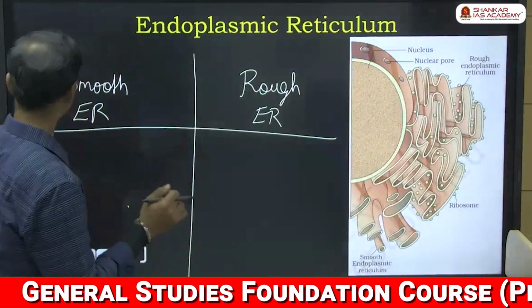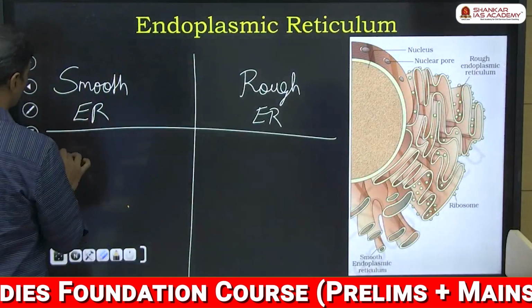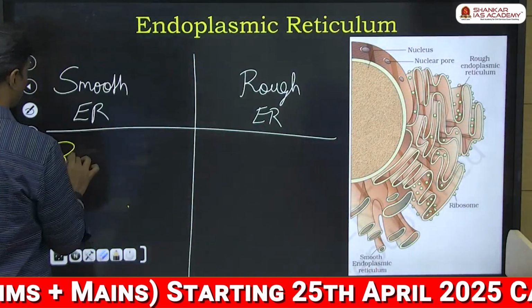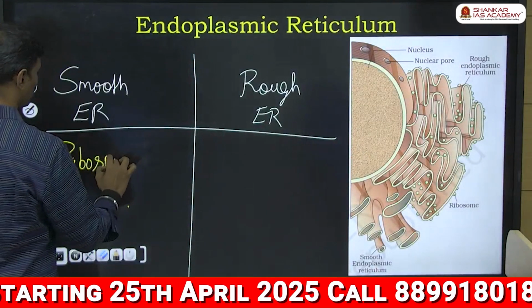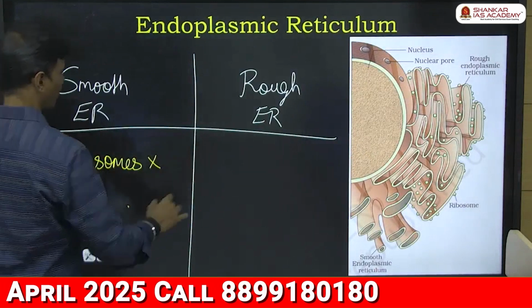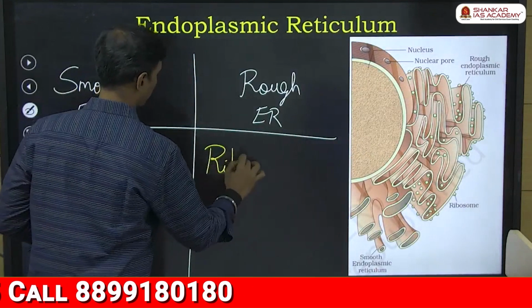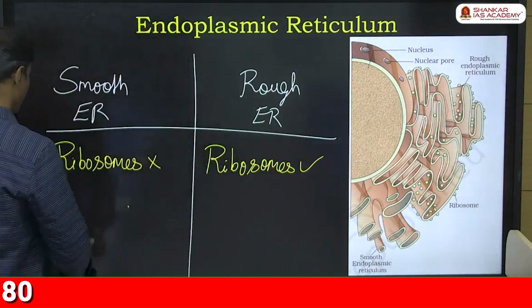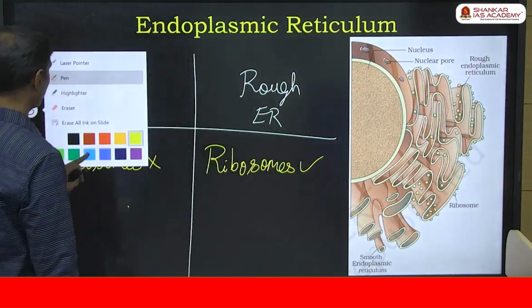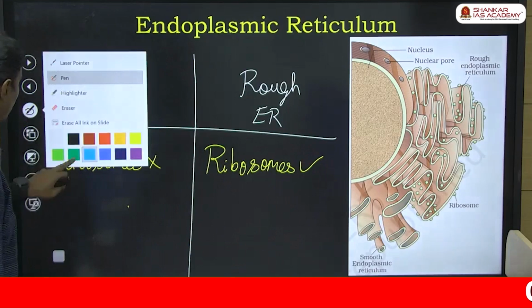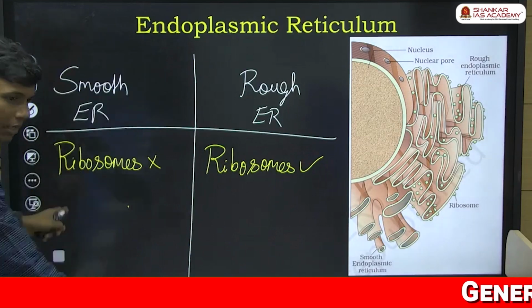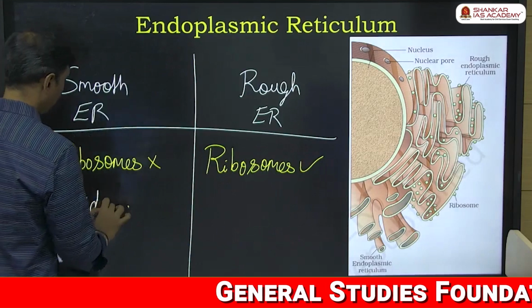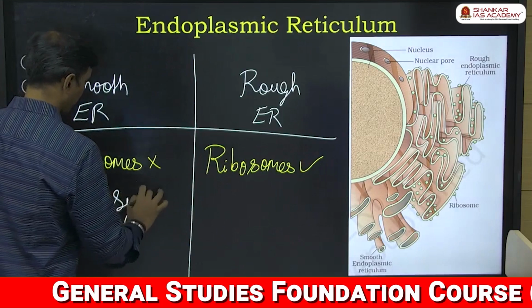The difference between smooth and rough endoplasmic reticulum is, for smooth endoplasmic reticulum, ribosomes are absent. Ribosomes are the granular particles. In rough endoplasmic reticulum, ribosomes are present. Why are ribosomes important? Next, any idea what is the role of smooth and rough endoplasmic reticulum in general? Smooth endoplasmic reticulum is related to lipid synthesis in the human body.